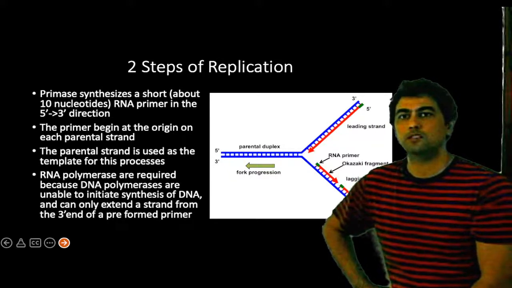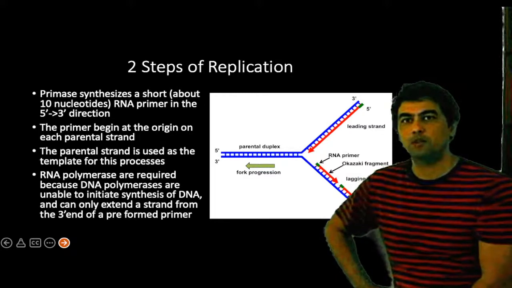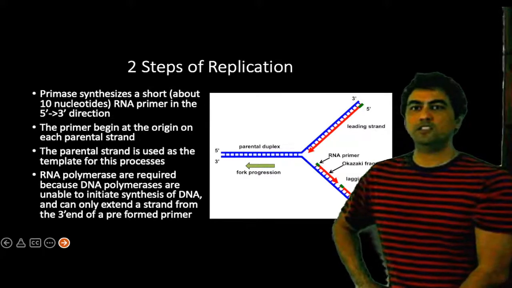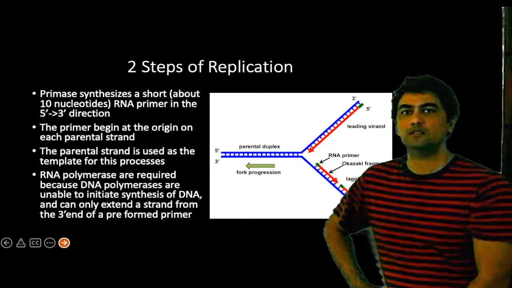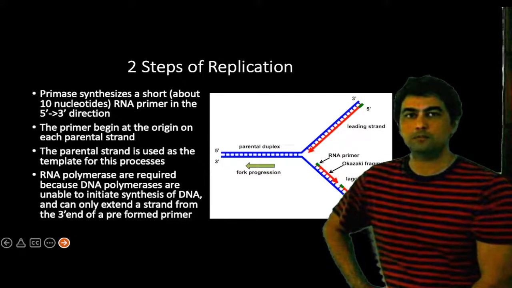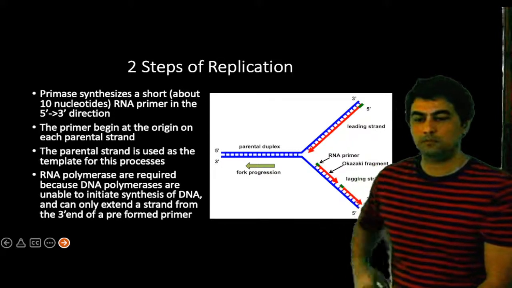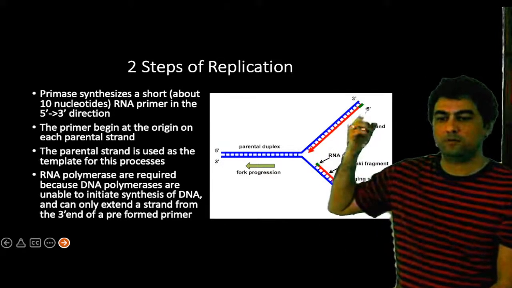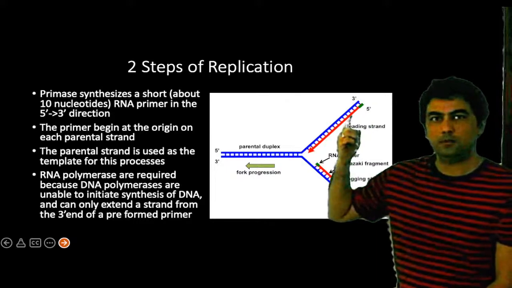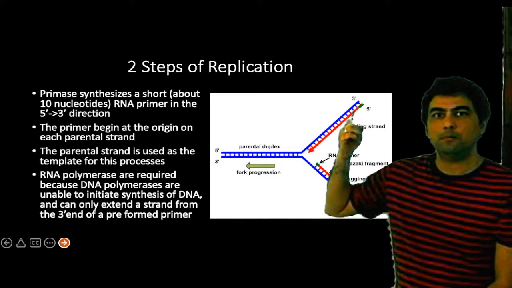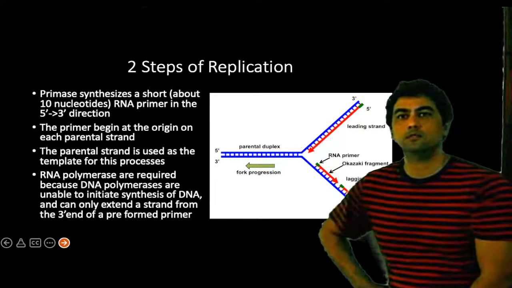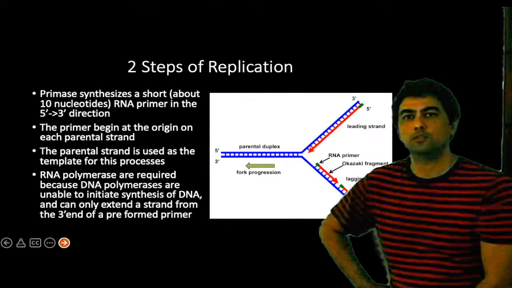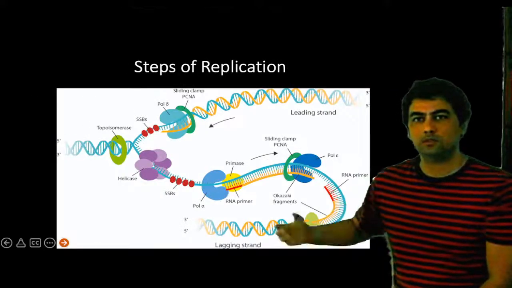RNA primers are required because DNA polymerases are unable to initiate synthesis of DNA and can only extend a strand from the 3' end of a preformed primer. This primer is formed in the 5' to 3' direction, and the polymerase can read from the 3' end to form a new DNA.